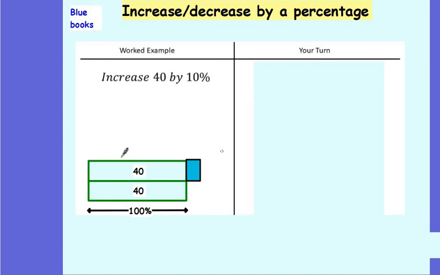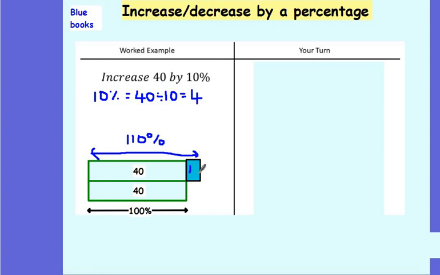So altogether, I've now got 110%. But what's my 10% worth? Well, to work out what 10% of 40 is, we need to do 40 divided by 10, which gives me 4. So overall, after my increase of 10% to give me 110%, I've now got 44. 100% plus an extra 10%.